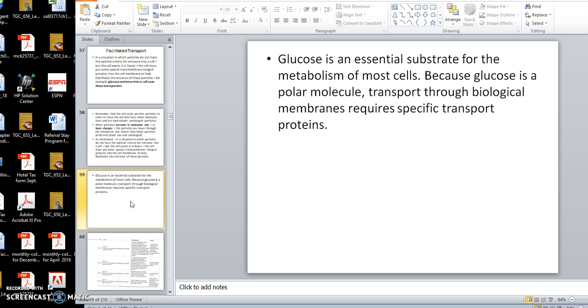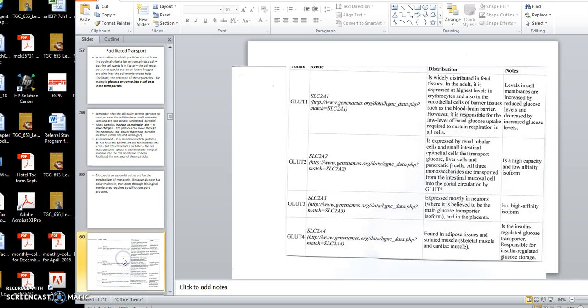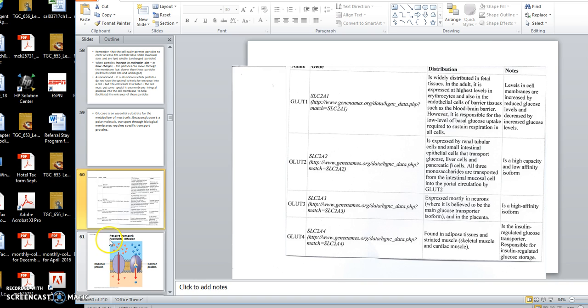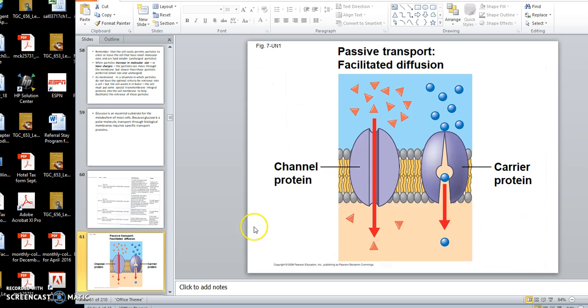Now, some of these GLUT transporters need insulin. Some of them are insulin regulated. There are different kinds. Some don't, like in the brain. But these are transmembrane integral proteins that let, let's say, glucose through. It's not the only thing, but that's one example.